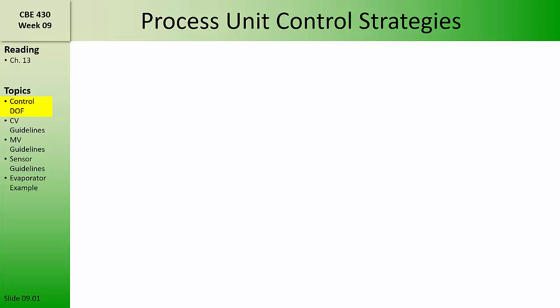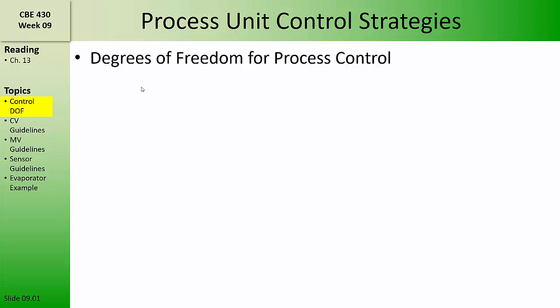Up to this point in the class, we've discussed individual feedback control loops. Typically, a single unit operation may have multiple feedback control loops for multiple controlled variables. Therefore, it is important for us to consider how process control strategies are implemented at the process unit level. And that's what we'll be doing in Chapter 13 of the Seaborg text.